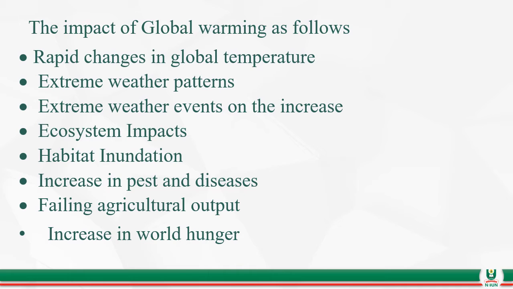The impacts of global warming on society are as follows: rapid changes in global temperature, extreme weather events on the increase, ecosystem impacts, habitat inundation, increase in pests and diseases, and falling agricultural outputs. All this increases world hunger.